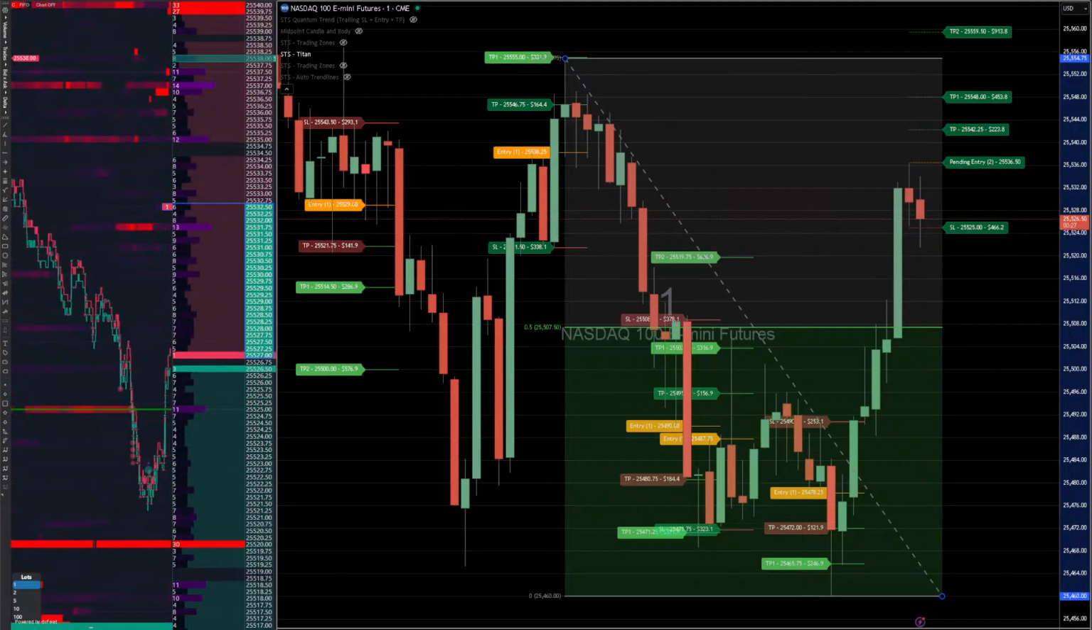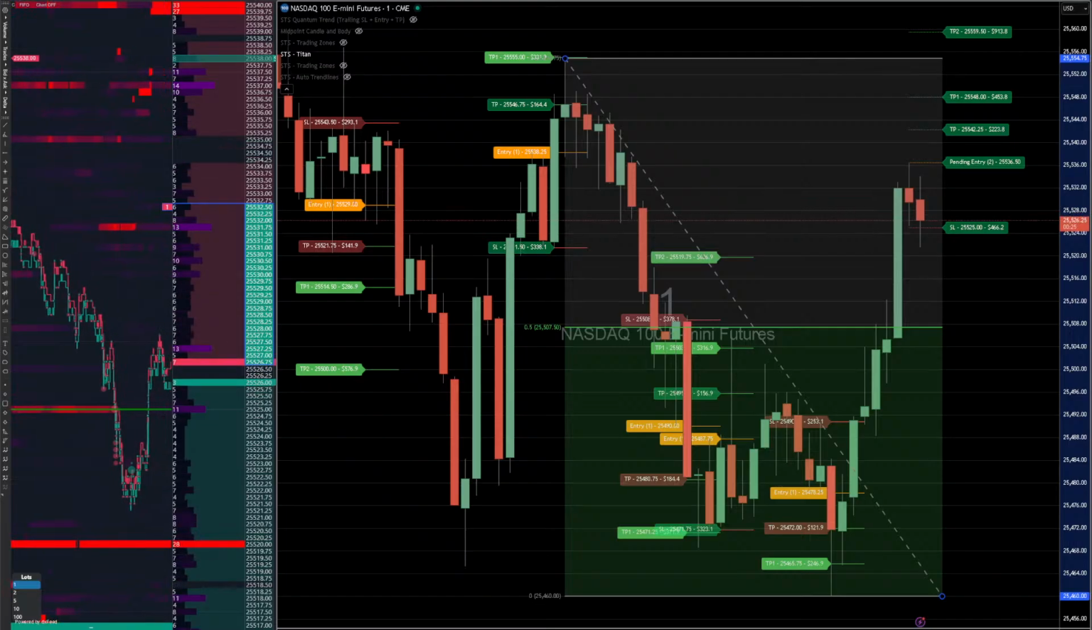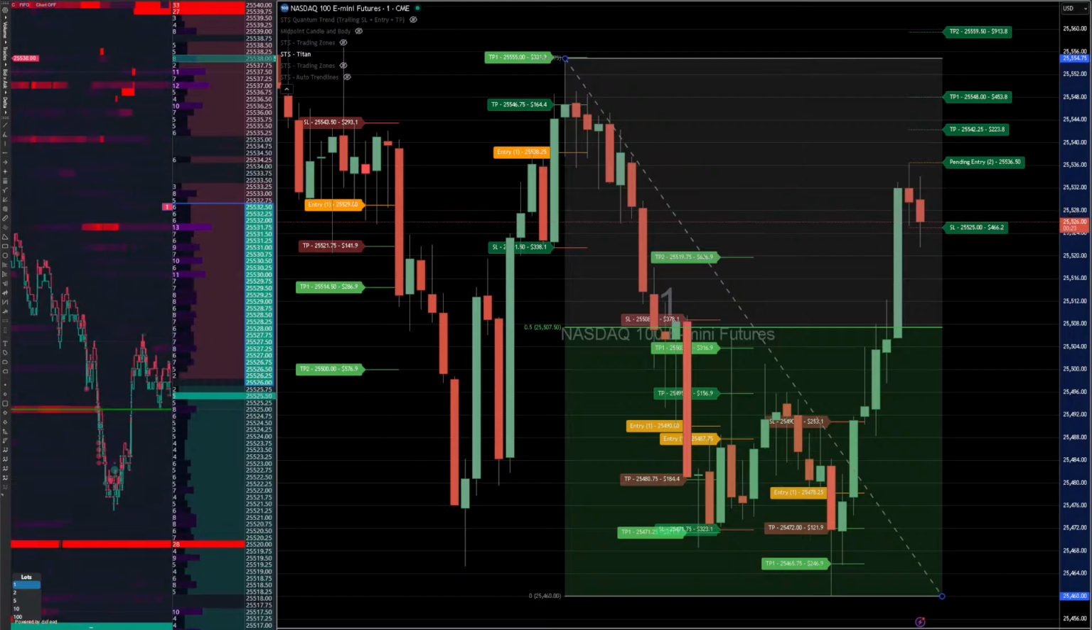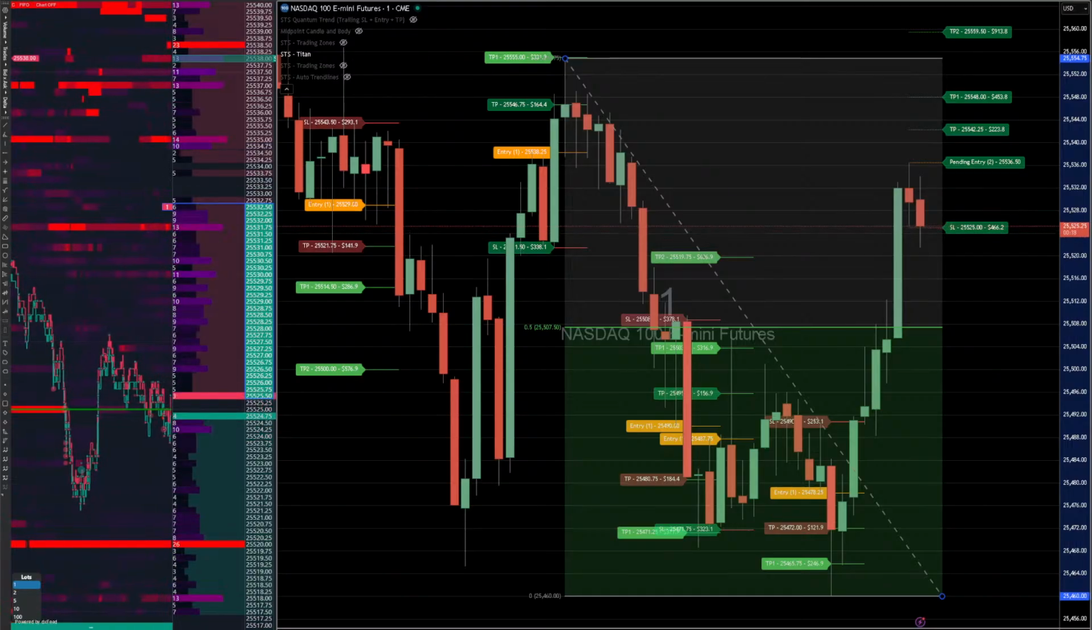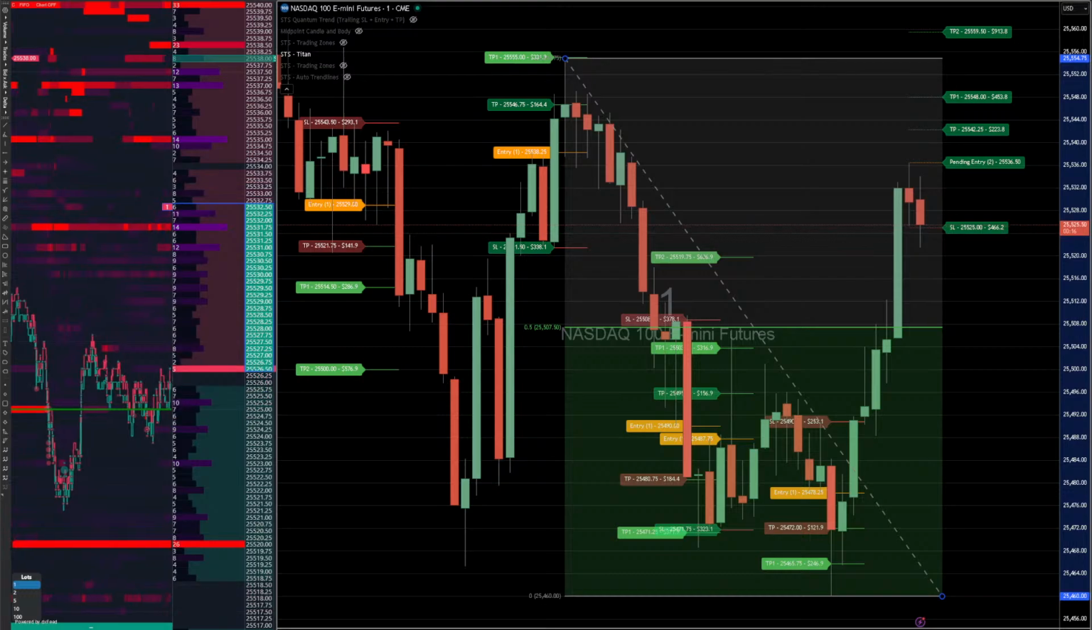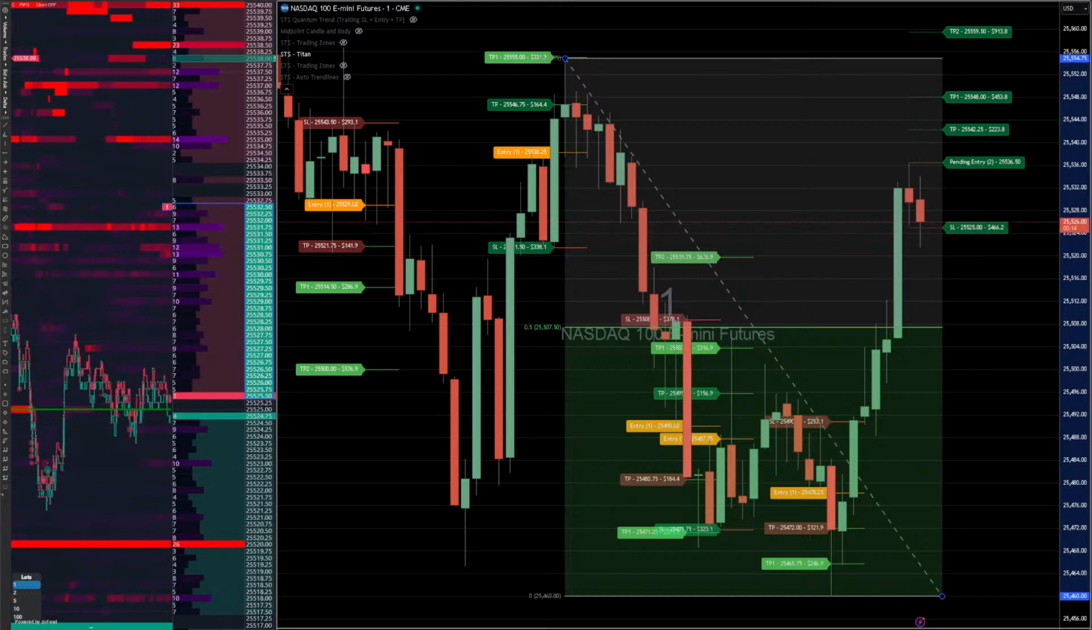Oh, it already hit. It already went almost to a 1-2. It's at a 1-1 right now. I'm just gonna break even on it and let it go. I've taken a lot of trades today, but it's so easy.